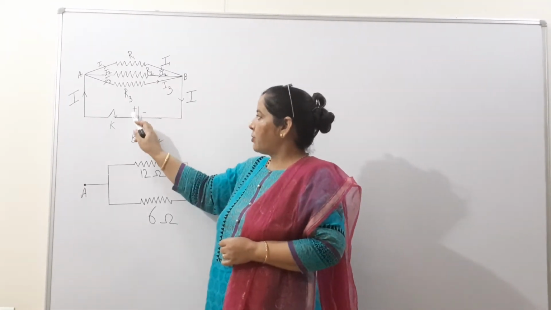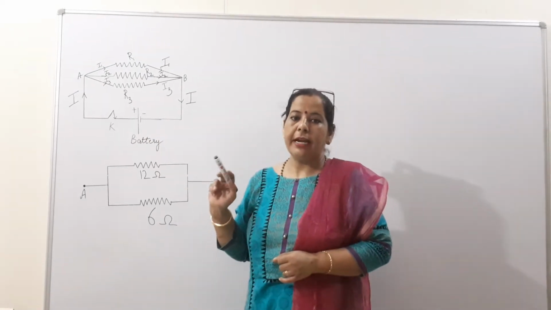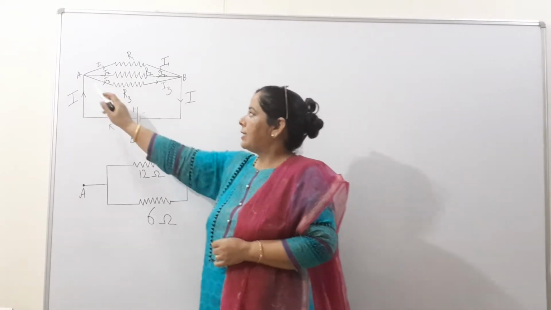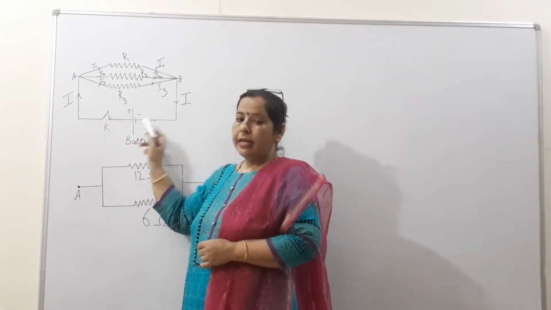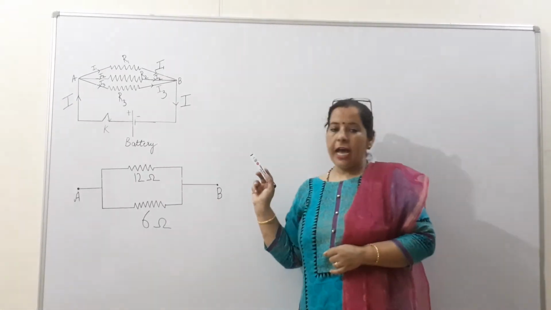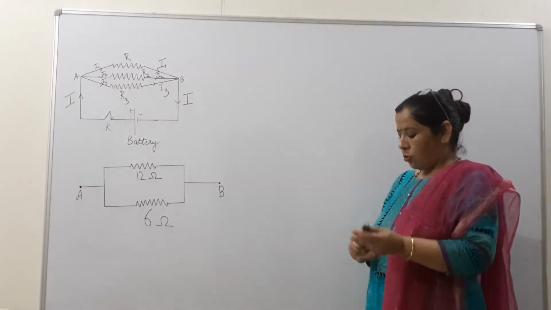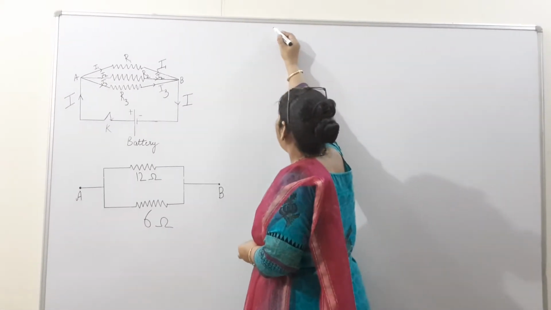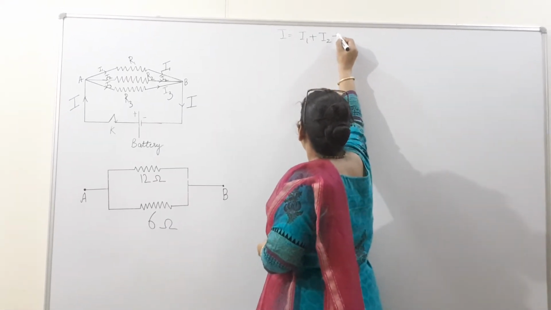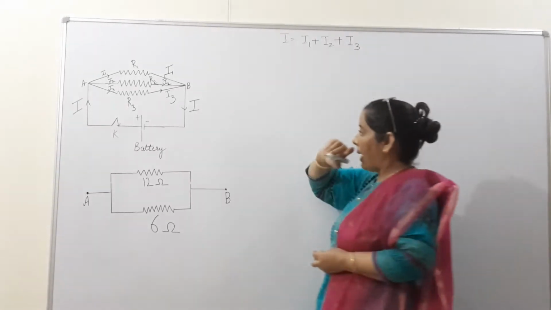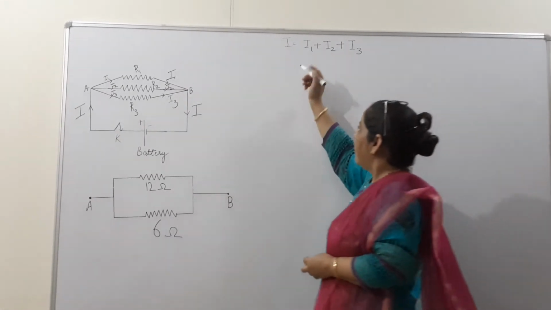But the potential difference across the source of the cell, between the positive end and the negative end, will remain the same, because A is attached to the positive and B is attached to the negative. In the last video I already told you to find the value of the thing which is varying. So the current I is equal to I1 plus I2 plus I3. We have to find the value of I1, I2 and I3. What is I1?